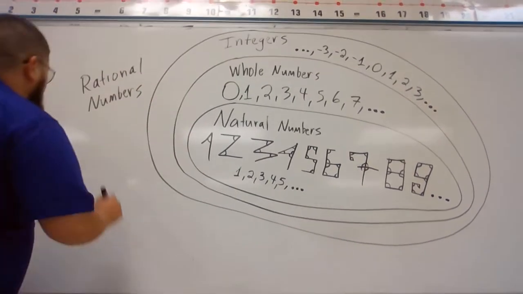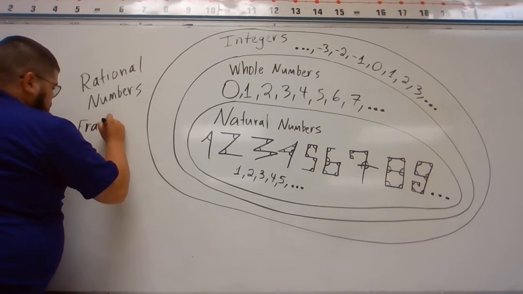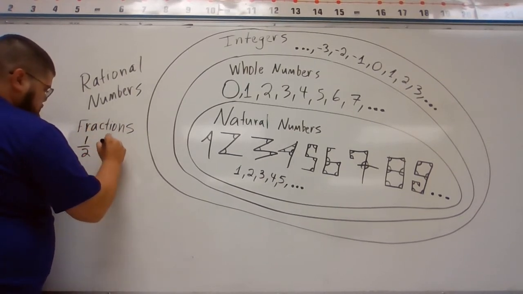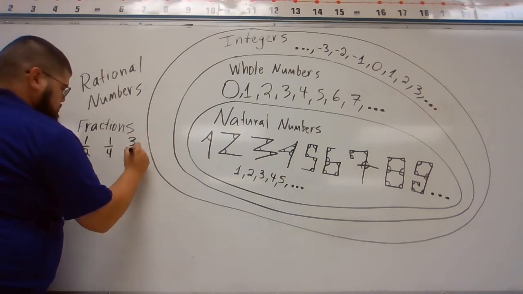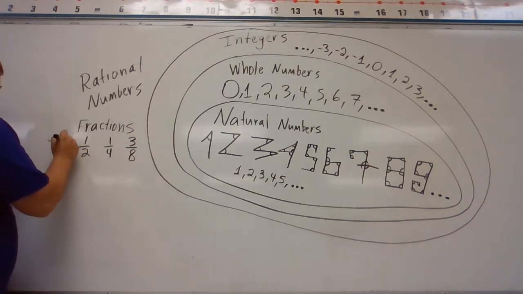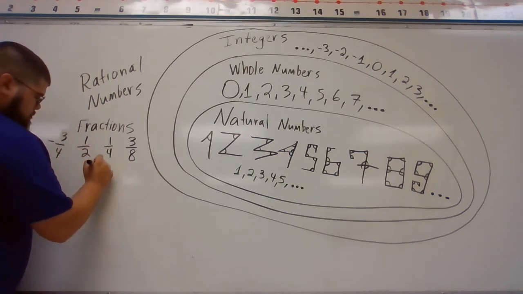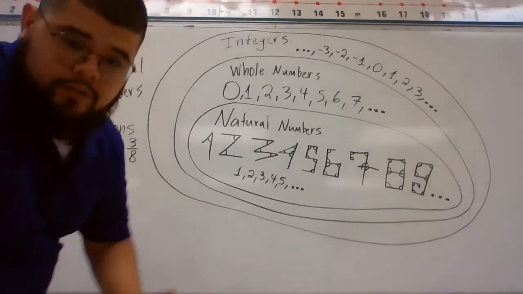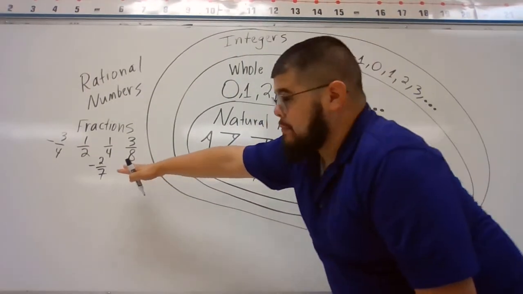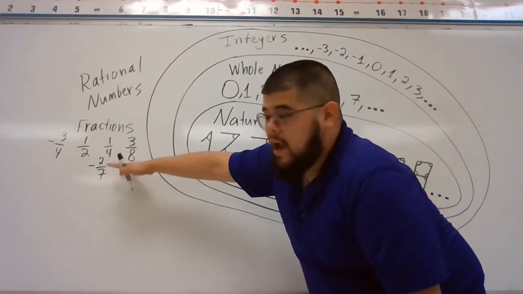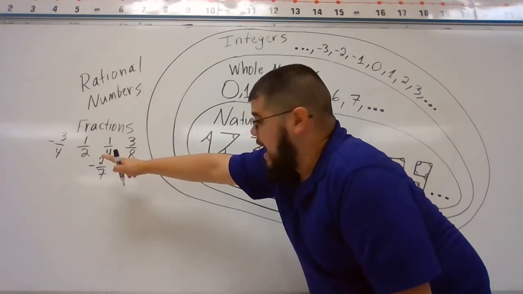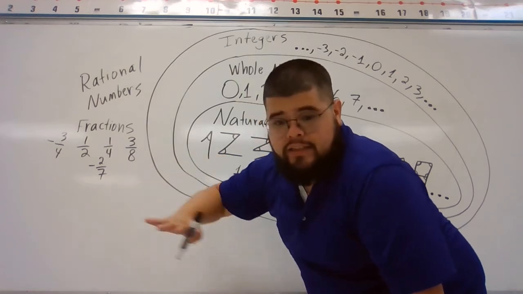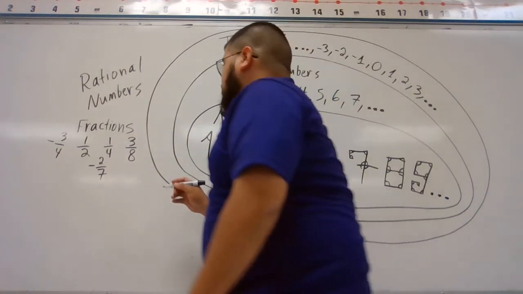So let's write this down. The fractions, I'm going to move over here. Fractions can be negative. There can be negative fractions in the rational numbers, right? -1/2, 1/4, -3/4, 3/8, -2/7. And there are also decimals in the rational numbers.